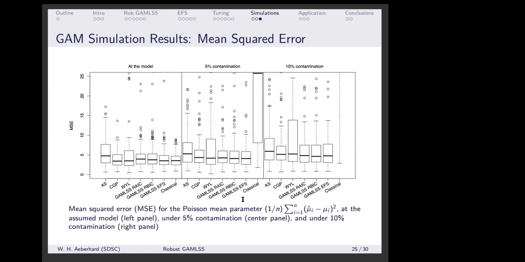Again, remember, this is a special case of GAMLSS. This is just a generalized additive model. And for us, it was actually very important to make sure that what we're proposing for the broader GAMLSS was not worse than what already existed for the special case of the GAM. And this seems to support this idea.